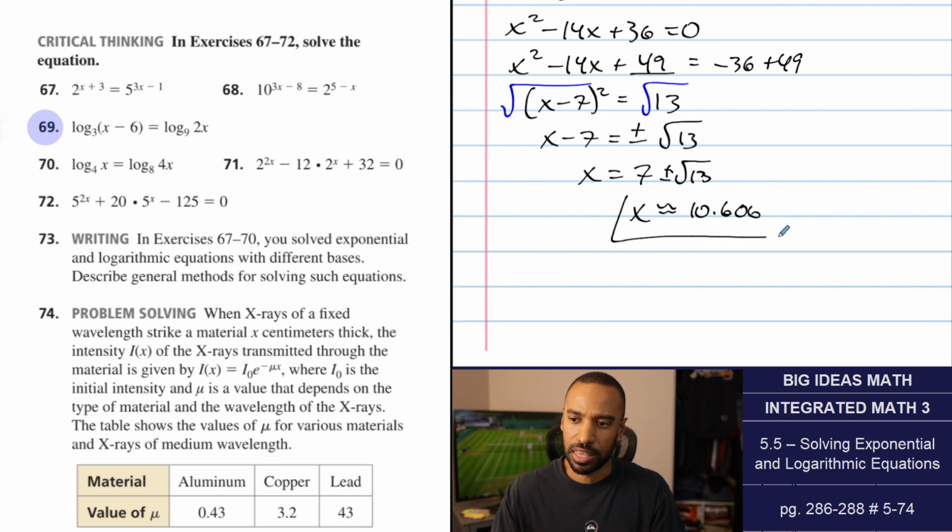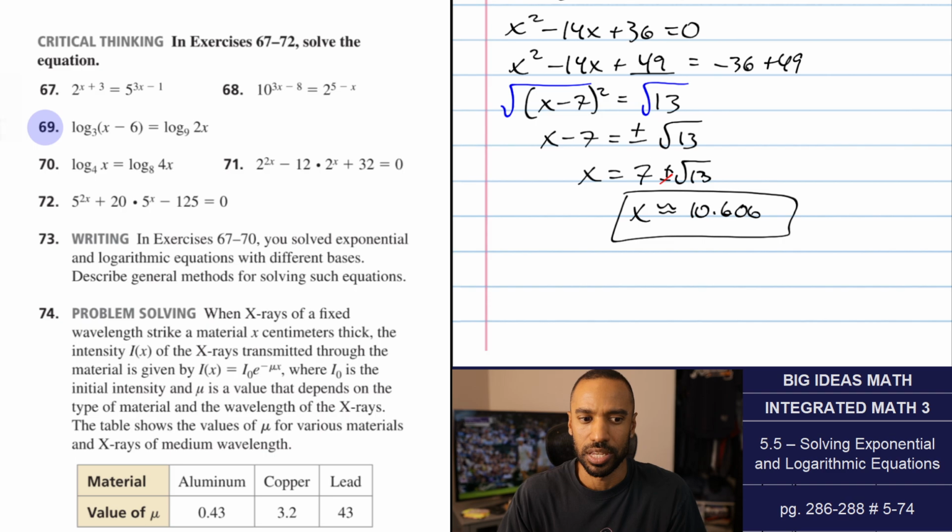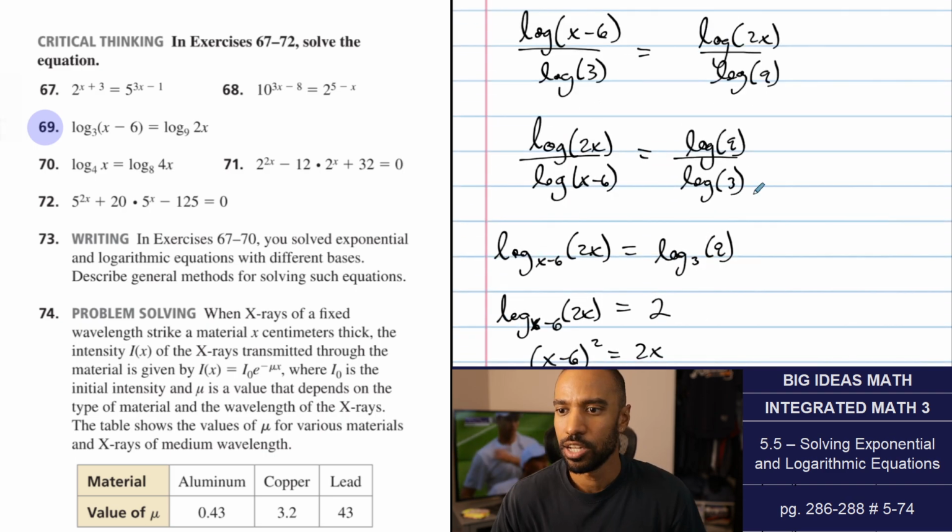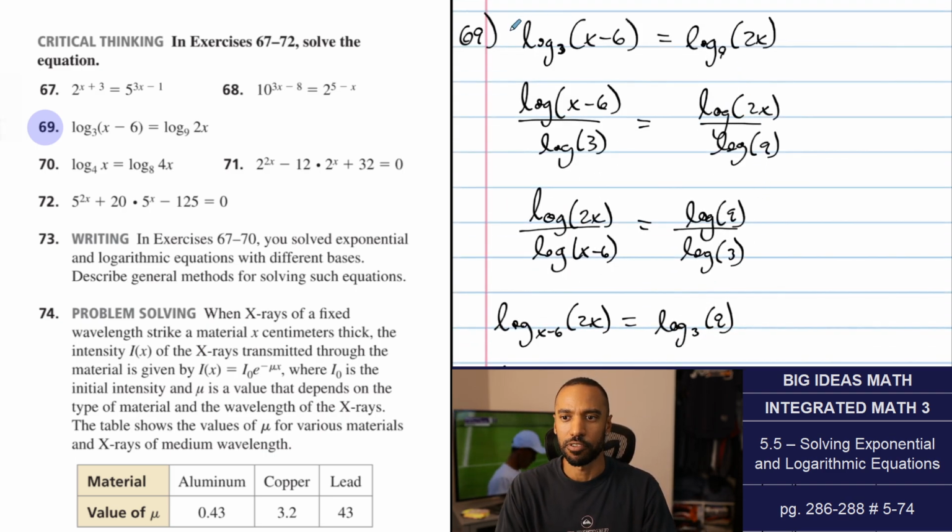This is assuming that the minus thing is going to be extraneous. I'm just going to cross that out outright. There's my cross out for there. So 10.606 is what I'm going for for number 69. An interesting bit: it seemed to work out based off a strategy.